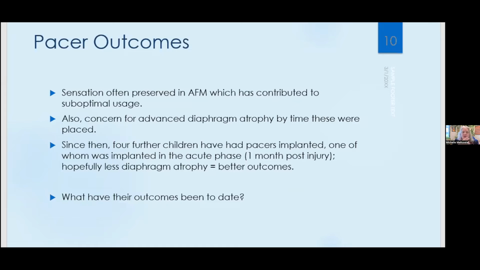There was also concern with the initial 2 patients I mentioned that there was a significant amount of time between the onset of AFM and the placement of the pacer, and so diaphragm atrophy due to that long period of disuse may have contributed to it being less successful. Since that time, we've placed pacers in 4 further children. One of them was done about a month after injury, before they even left the intensive care setting and came to us for their first rehab bout, with the thought that maybe less diaphragm atrophy would mean better outcomes.